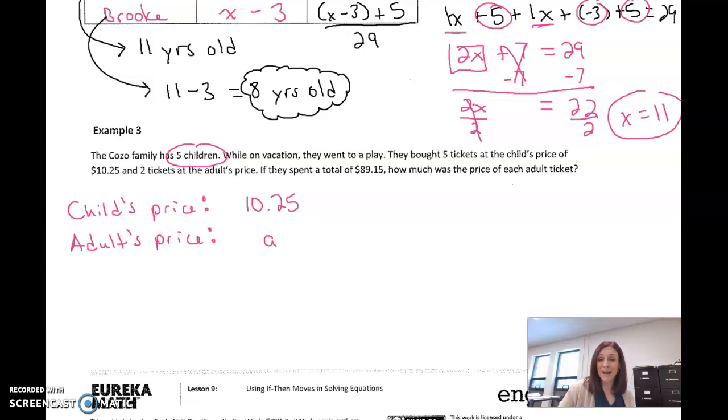Now, how many did they buy of each? Well, they bought 5 tickets at the child's price. So I'm going to take this $10.25 here, and I'm going to multiply it by 5. I know they're buying 5 tickets at $10.25. Grabbing my calculator, typing that in, that comes up to $51.25. How many tickets are they buying at the adult price? 2. So same thing here. I'm going to go 2 times A. I don't know how much that is. This is what I need to figure it out.